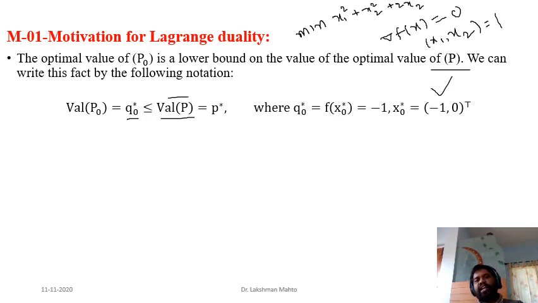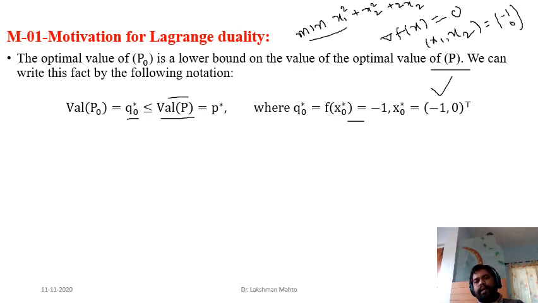Because it is a quadratic function, if you differentiate, you get a linear function, and setting it equal to 0, how many solutions will you get? You will get one solution. So you are getting (-1, 0). This is the optimal point of the unconstrained problem P naught. And the optimal value is -1. You got the optimal value as well.